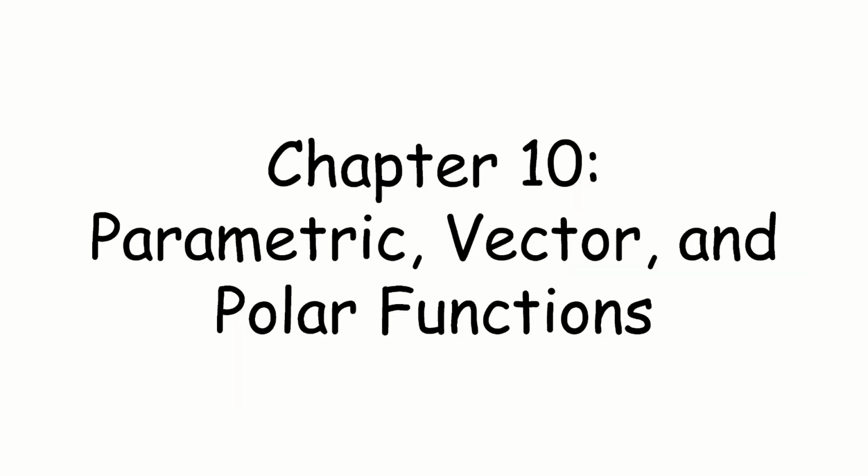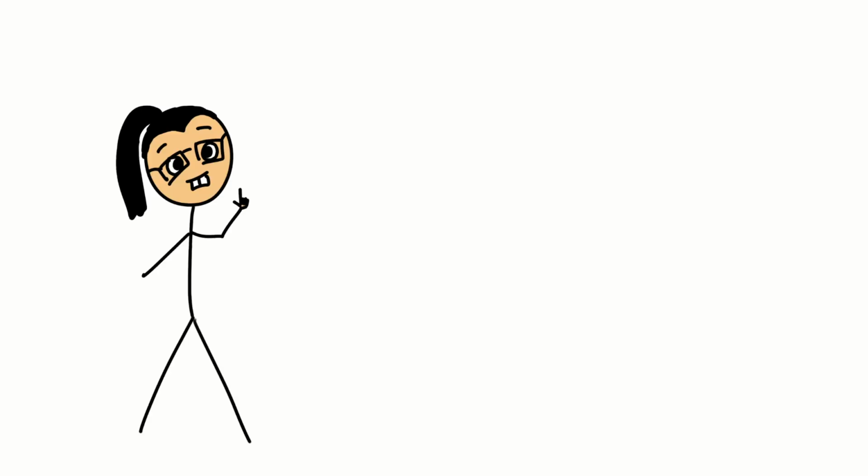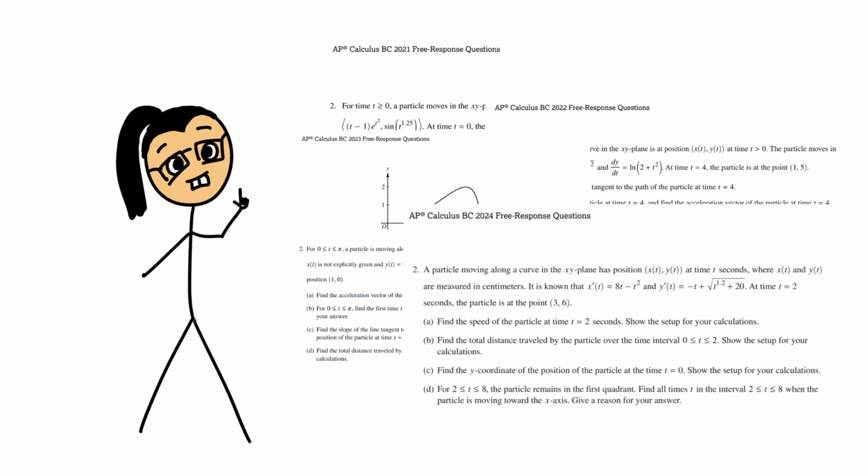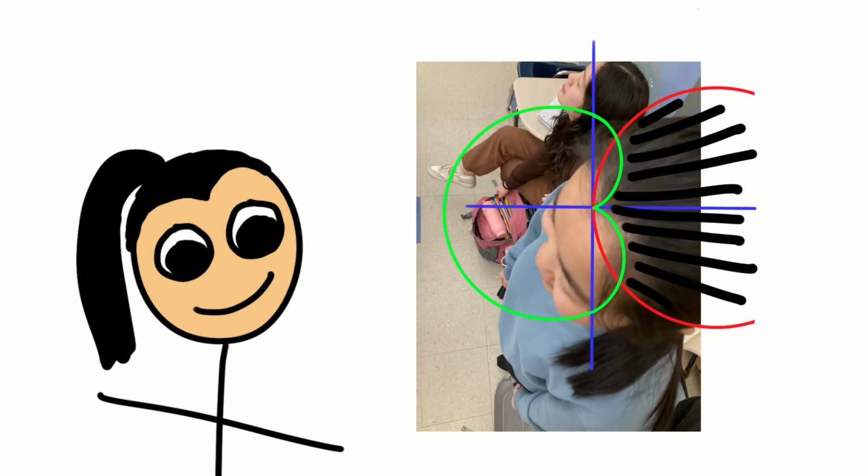Chapter 10. Parametric, vector, and polar functions. Remember when you learned about this in pre-calculus? Yeah, neither do I. But you better pay attention because the second FRQ question will always be from this unit. Now, you may be thinking to yourself, wait, but in the past few years, the second question has never been about polar. Well, don't worry, because the year that the second question is about polar is going to be your year. And if you ever need help with finding the area between polar curves, just look at my hairline.